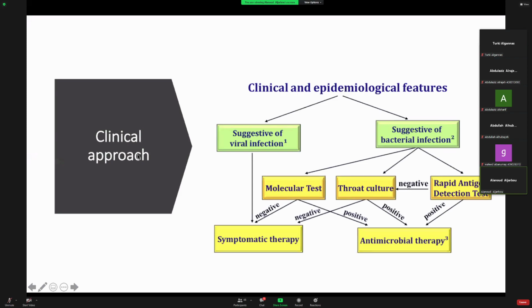So if the presentation is suggestive of viral infection, follow the viral protocol, that's symptomatic therapy. But if the patient is suggestive of bacterial infection, the typical school-aged child with unilateral cervical lymph node enlargement, exudative pharyngitis and high-grade fever, you send a rapid test, as I mentioned, because it is highly specific. If it's positive, give antimicrobial therapy. If it is negative, you need to do throat culture or a rapid molecular test.